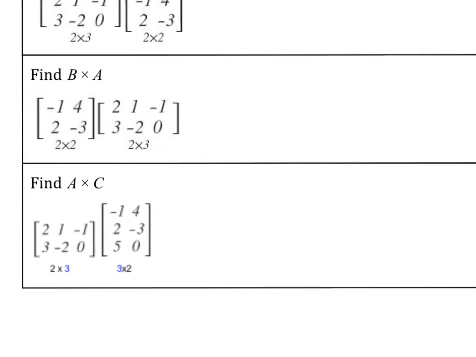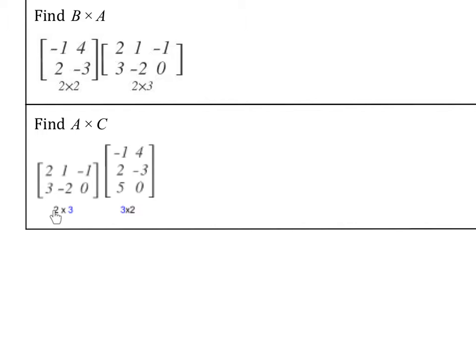For this next example, we have a 2 by 3 matrix being multiplied by a 3 by 2 matrix. These inner numbers do match, so I can definitely multiply these together, and the answer will be a 2 by 2 matrix. So I will usually draw that ahead of time, and mentally I'm going to have these places where my answers are going to go.